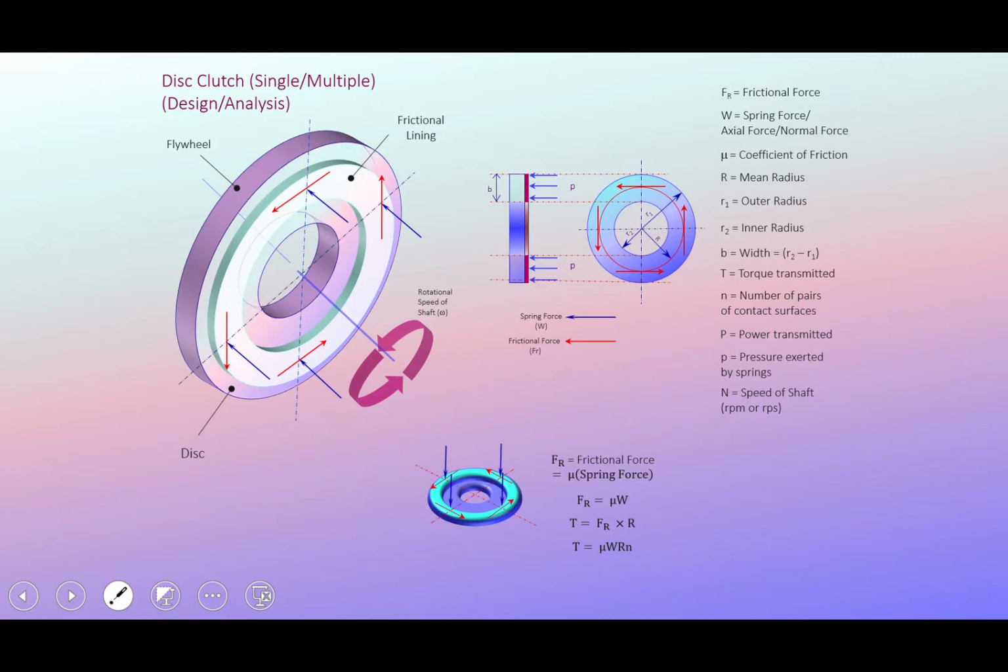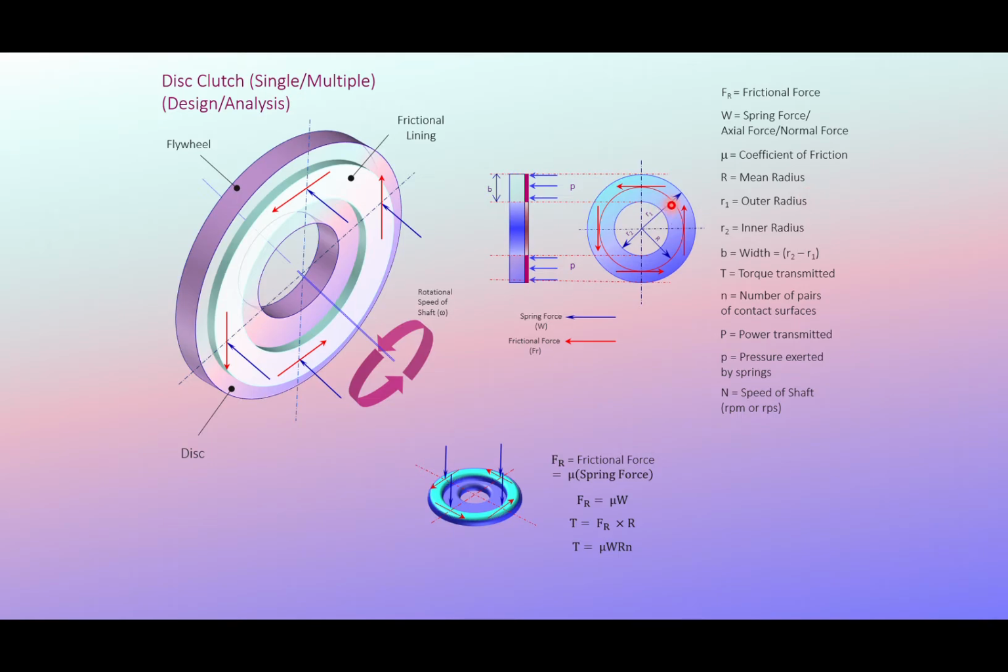So we can have this single disc or multi-disc clutch. F with the subscript R here, we are referring to the frictional force. W is the spring force or the axial force or normal force, where mu is the coefficient of friction, R would be the mean radius. Now the mean radius for a disc clutch depends on whether we are referring to the uniform wear or the uniform pressure theory. And then R1 is the outer radius.